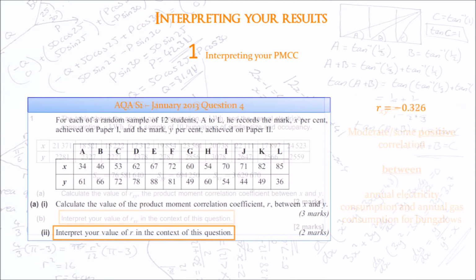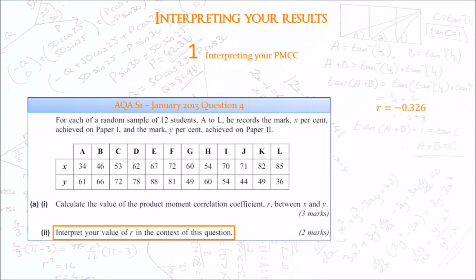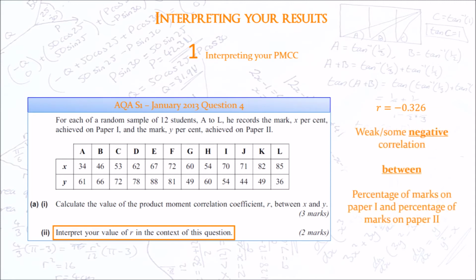We'll have a look at another one of these. In this one you can see interpret value of r. We got r to be minus 0.326. In this case we'll say it's a weak negative correlation, and it's between the percentage of marks on paper 1 and the percentage of marks on paper 2. Again, include the full details of what the variables are representing.